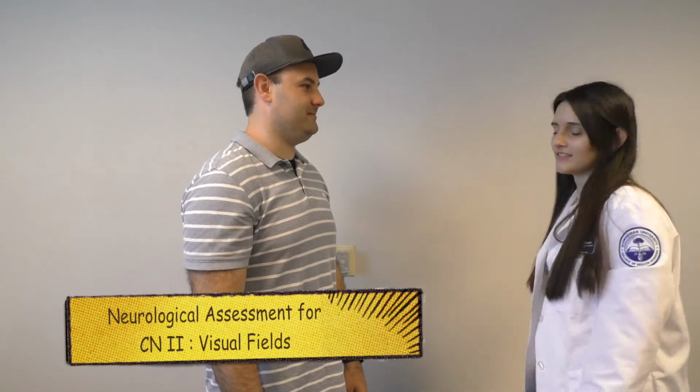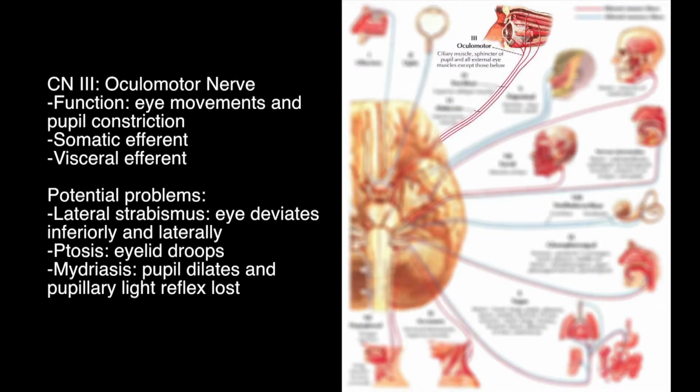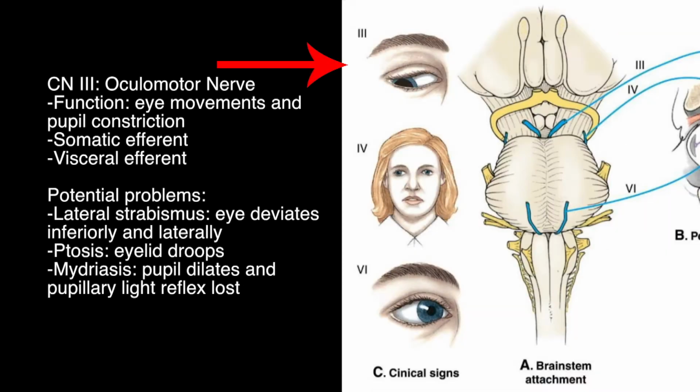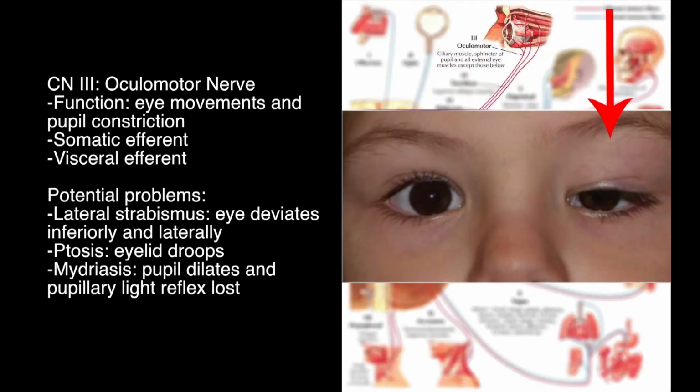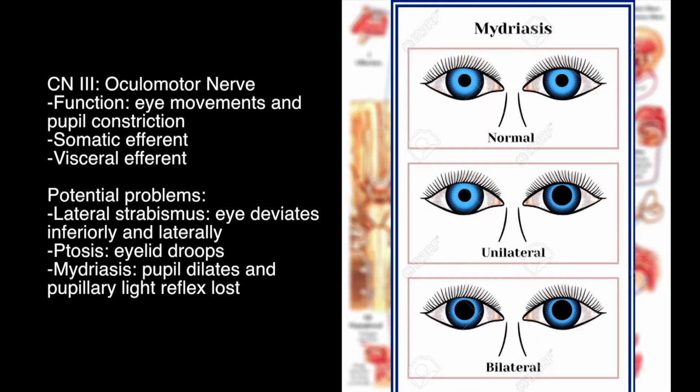Okay. The third cranial nerve is the oculomotor nerve. This nerve's function is for eye movements and pupil constriction. This nerve is somatic efferent and visceral efferent. Potential problems to this nerve could cause lateral strabismus, when the eye deviates inferiorly and laterally, ptosis, causing the eyelid to droop, and mydriasis, when the pupil dilates and pupillary light reflex is lost.